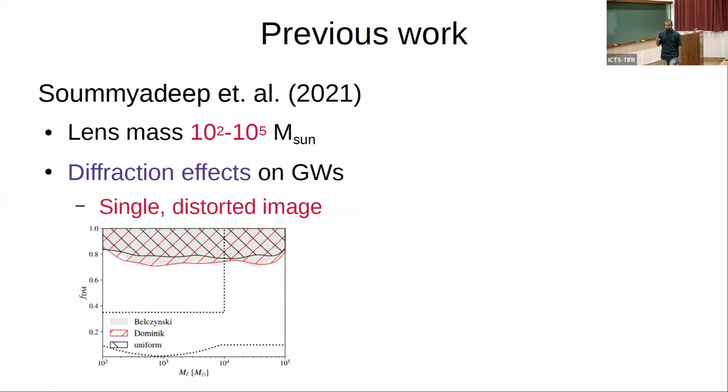This is not a radically new idea. You may remember from last year's in-house that Somedi presented similar constraints on dark matter using non-observation of diffraction effects in LIGO-Virgo events. So what they considered was a lens mass range of 10⁻² to 10⁵ solar masses. In this range, the wavelength of gravitational waves that we observe is of the same order as the lenses themselves. So you see diffraction effects on the gravitational waves, which lead to a single distorted image of the original waveform. And we haven't observed it, so they were able to put Bayesian constraints on dark matter in that form.